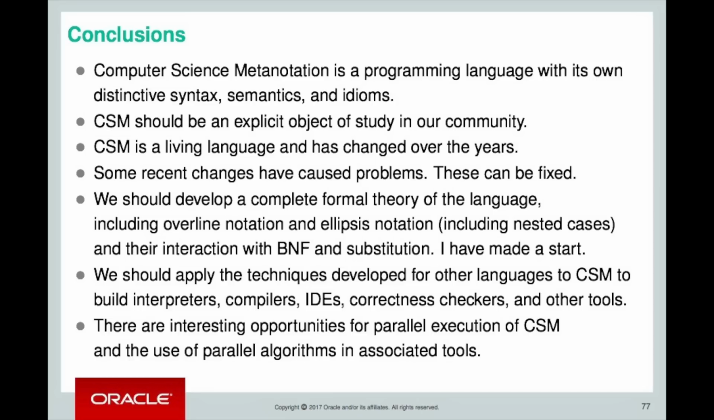Recent changes in the last 15 years have caused problems. I've shown you some of these, and I've proposed some fixes. I believe that we should develop a complete formal theory of this language, including the overline notation and the ellipsis notation and iterators, including the nested cases, and their interaction with BNF and substitution. They're fairly complicated. I've made a start toward this. I'd love to get other people involved.